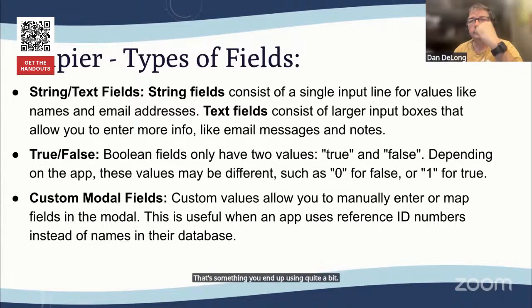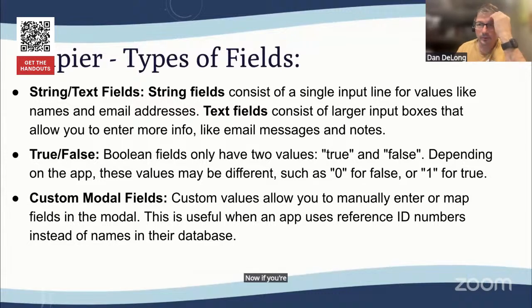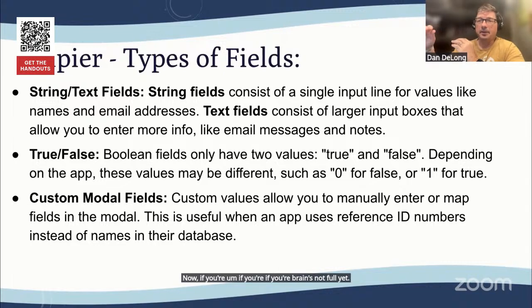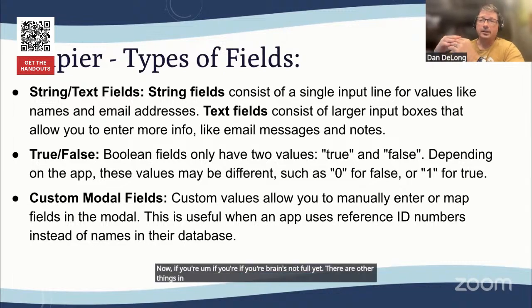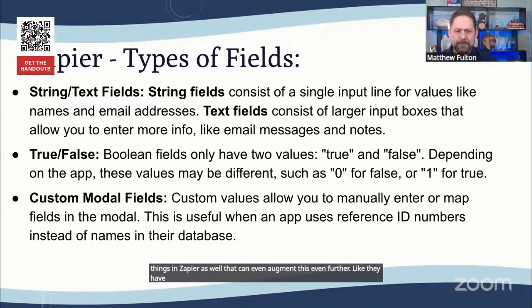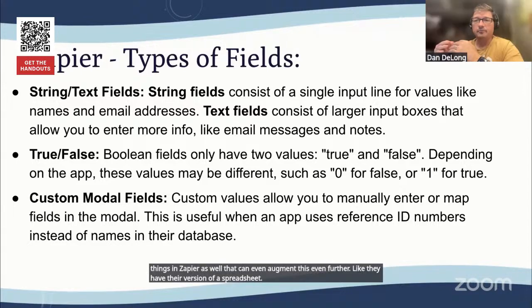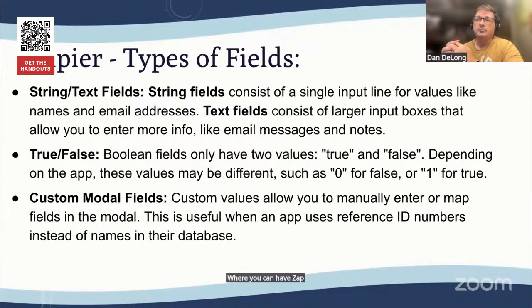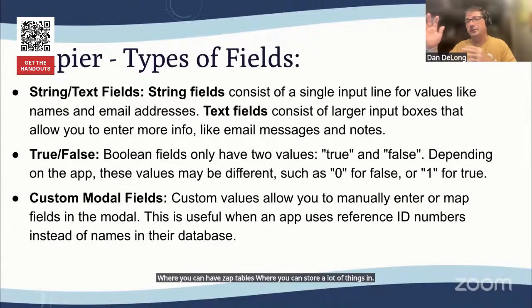Now, if your brain's not full yet, there are other things in Zapier as well that can augment this even further. Like they have their version of a spreadsheet, right, where you can have Zap tables, where you can store a lot of things in a spreadsheet, so you don't necessarily have to have Google Sheets, for example, to be your source of truth for your spreadsheet.